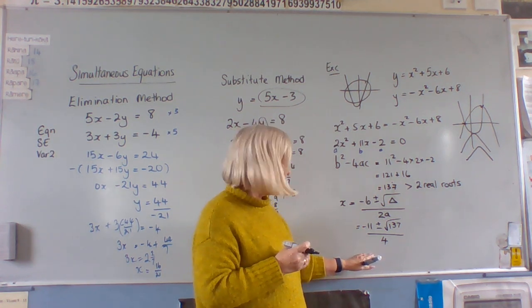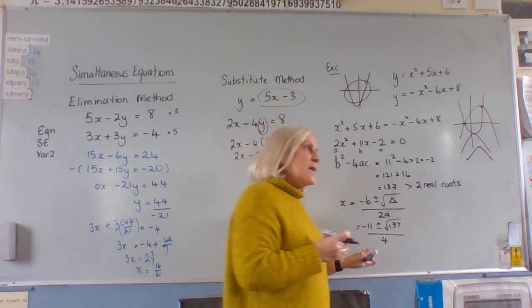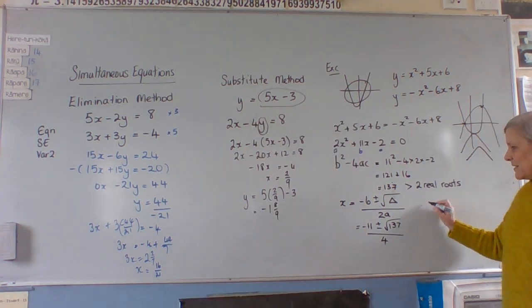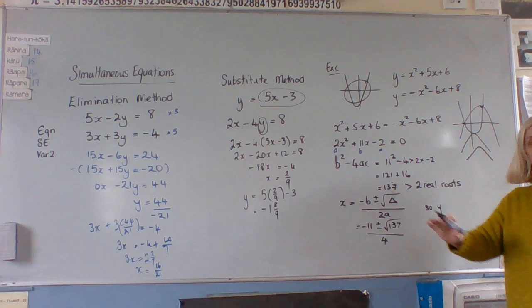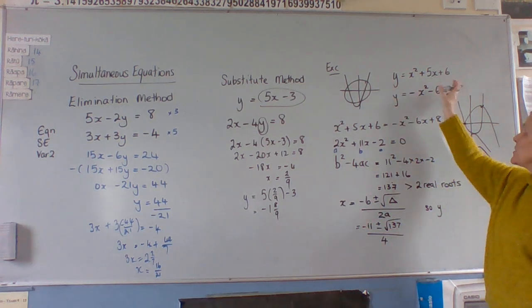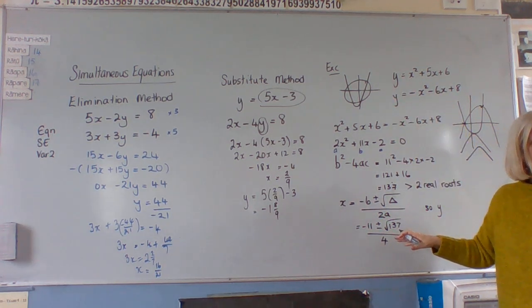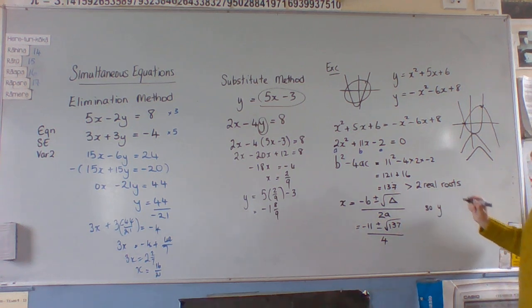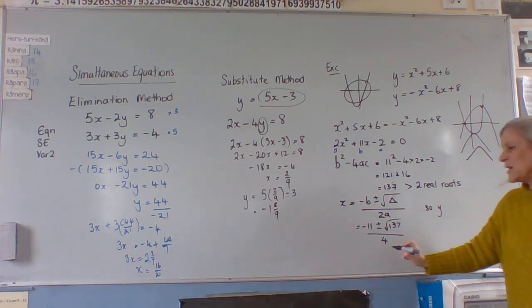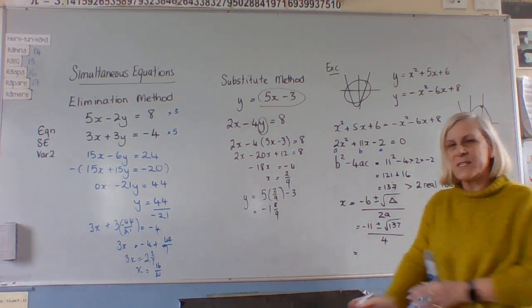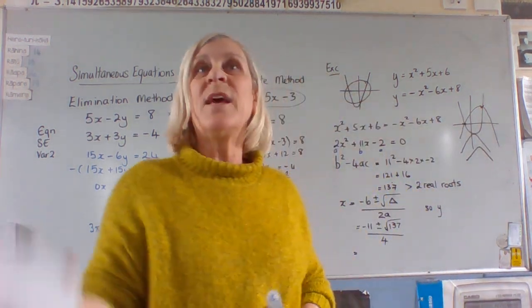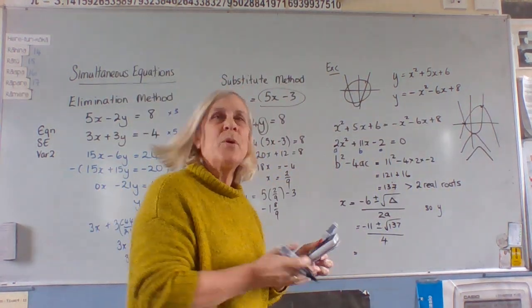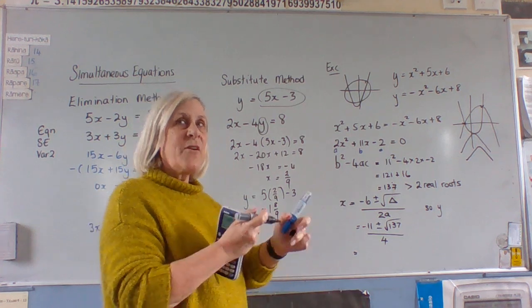It's not particularly nice. But now we need the y's. So to find y, we need to substitute the positive one into one of these and the negative one into one of these. So we need a number for this. So we're going to turn this into 2 decimals. We're going to do that by grabbing our calculator and putting it in our equation solver.